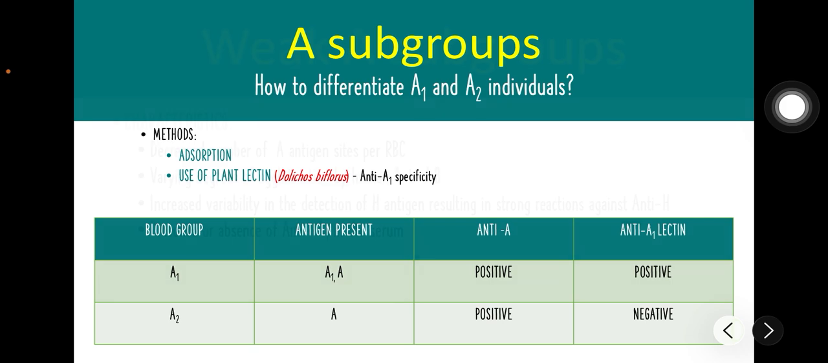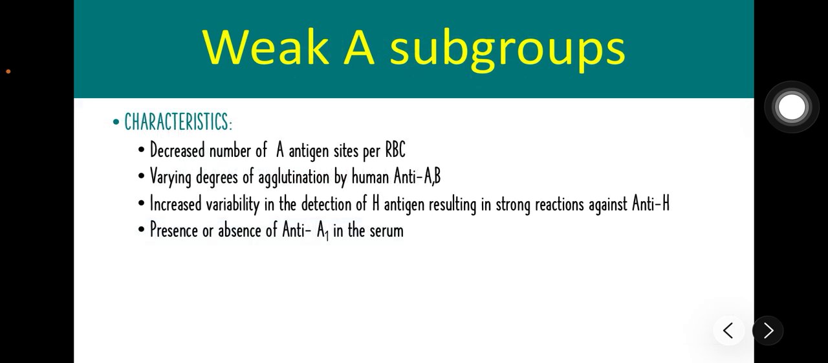So next we have your weak A subgroups. Weak A subgroups have various characteristics, which include reduced expression of A antigens. A decrease of antigens per cell results in weak or no agglutination when tested with common anti-Sera A. Due to the inheritance of rare alleles at the ABO locus, you have weak A subgroups, and it occurs at less than 1% frequency.